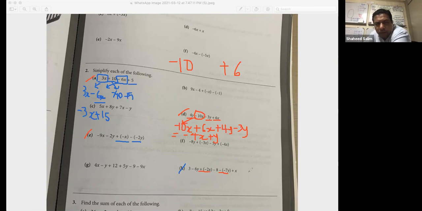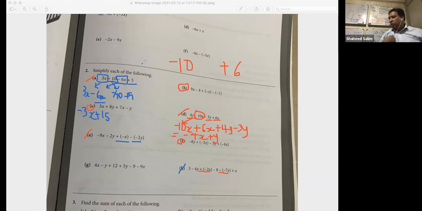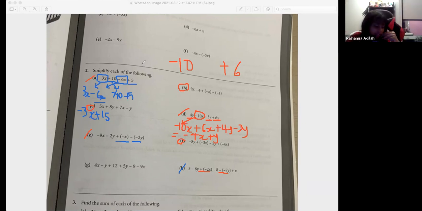Congratulations, Hayan. Can you do B, C, F? Okay, B, C, and F. Zahira and Raihana, what's the answer for E? Can you do E? If not, we do together later. Try your best, huh?